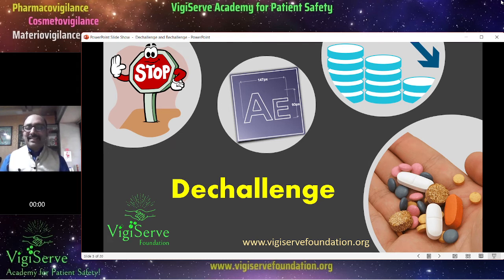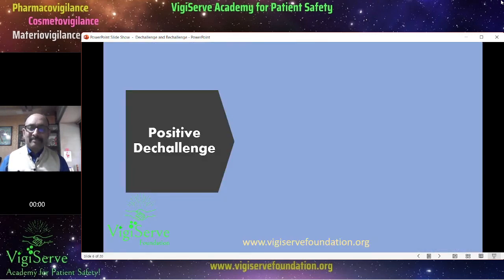Now, in this slide, you can see four images. The image on the right talks about a patient who has got a lot of medicines in hand. On the left, you can see stoppage of the medicine. On the right, you can see reduction in dosage of the medicine. And in between, you can see adverse event. Right? So now we will learn about positive de-challenge.